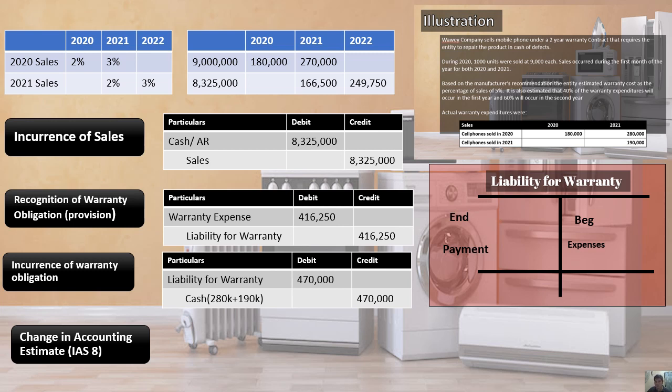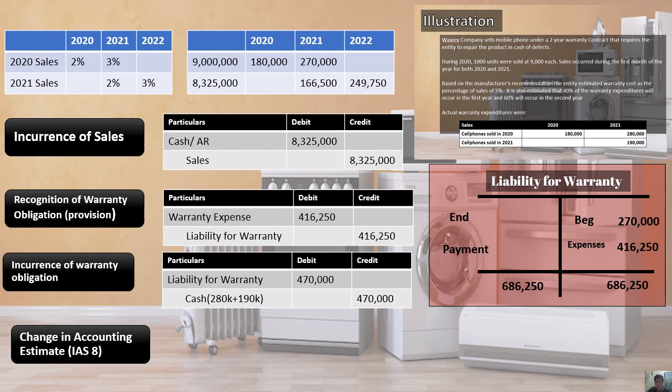Based on 2020, the ending balance of 2020 is 270,000 pesos. That will be the beginning balance for 2021. So 270,000 will be our new beginning balance. The expense provision during 2021 will be 416,250. So the total credit side will be 686,250. Forward lang natin yan dun sa debit side or dun sa ating left side.